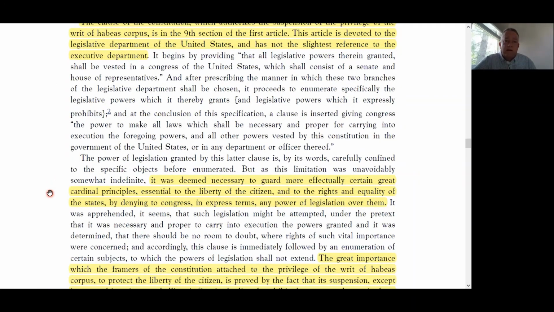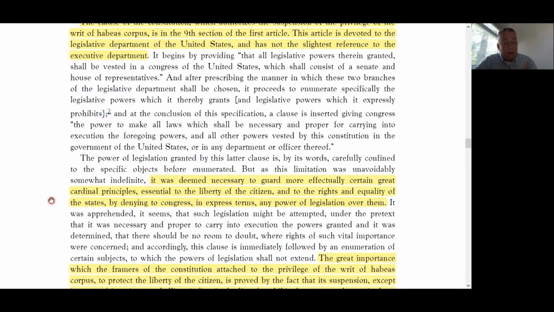It was deemed necessary to guard certain great cardinal principles, especially those that affect the liberty of people and the rights and equality of the states. It was deemed necessary to guard those vital principles by denying to Congress in express terms any power over them. And so he's reminding us why we have Article 1, Section 9, the limits on the powers of Congress. Article 1, Section 9 contains very prominent fundamental principles that Congress cannot interfere with.